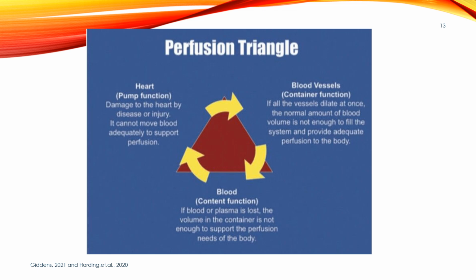And then I also have to think about blood, which is my content function. Okay, so if blood or plasma is lost, the volume in the container is not enough to support the perfusion or the needs of the body. All right, so this is that perfusion triangle where I think about the heart being my pump, the blood vessels being my container, and blood being the content.